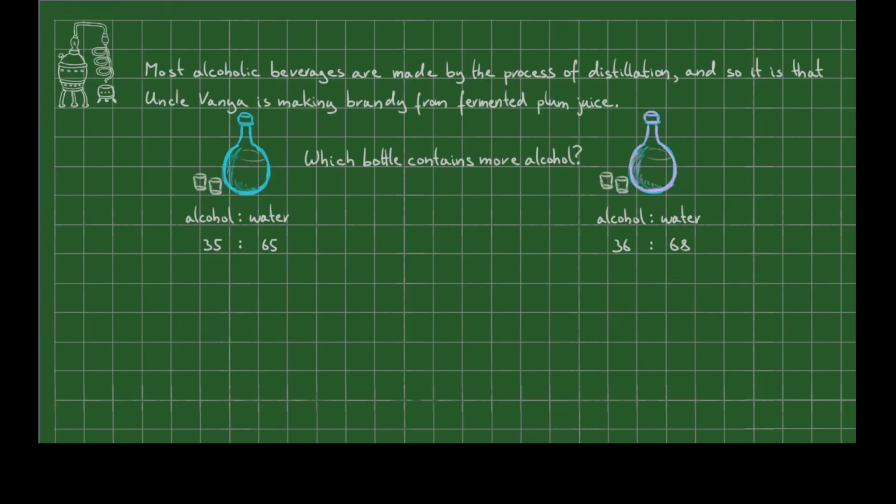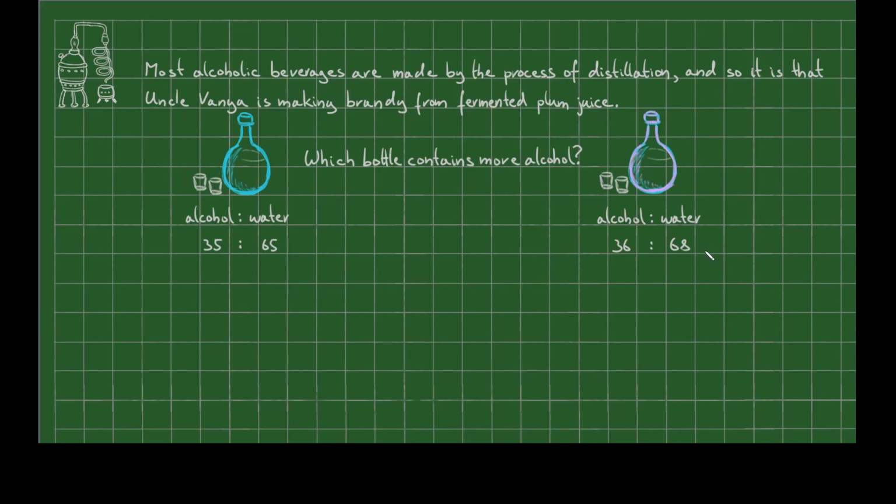Most alcoholic beverages are made by the process of distillation. And so it is that Uncle Vanya is making brandy from fermented plum juice. In this particular case, we want to calculate which bottle contains more alcohol. In case of the bottle on the left, the ratio of alcohol to water is 35 to 65. When it comes to the bottle on the right, the ratio is 36 to 68.